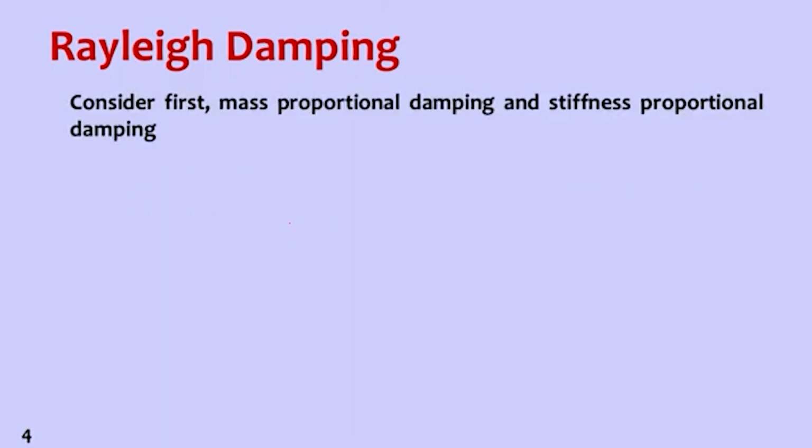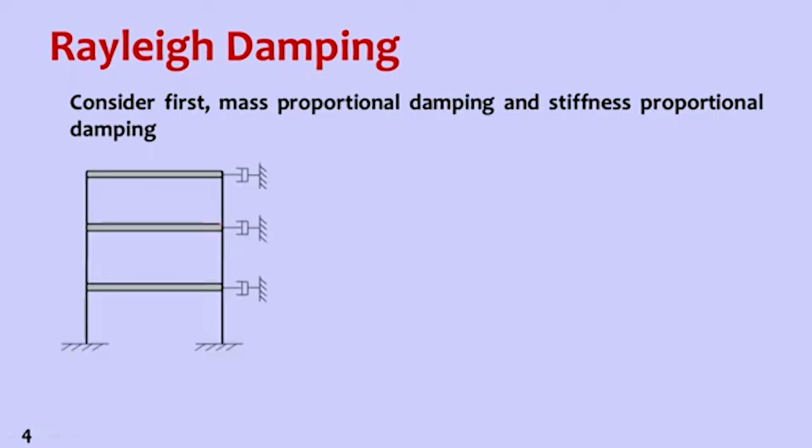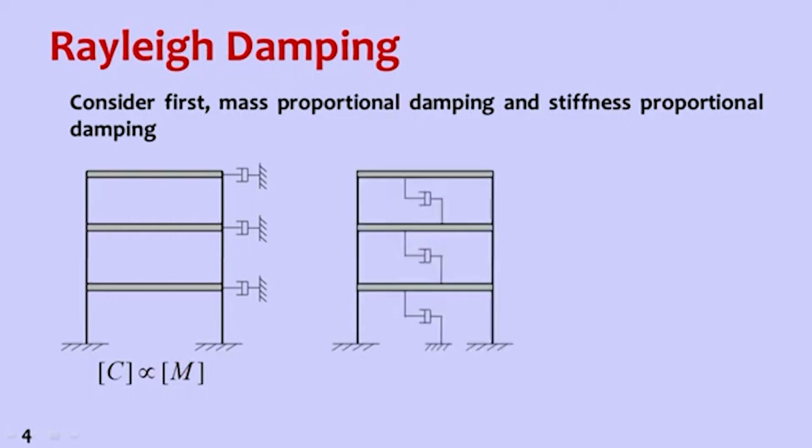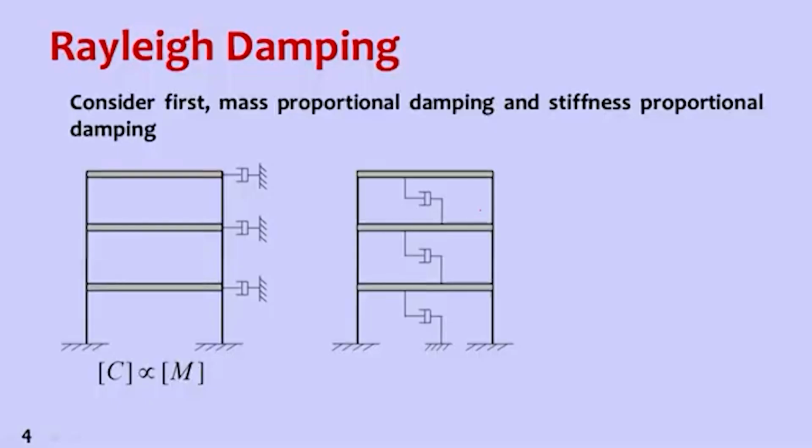So how do we define it? Rayleigh has given a way to define this damping matrix. Consider first mass proportional damping and also stiffness proportional damping. If you take this structure, in this picture you can see, when the structure is vibrating, the damping present in the degree of freedom or in that floor is proportional to the motion of that floor. So we can call that damping proportional to mass. The second one is that damping is also related to interparticle friction, which gets emitted in the form of heat. So it is also proportional to stiffness.